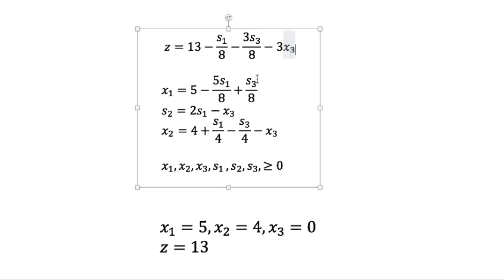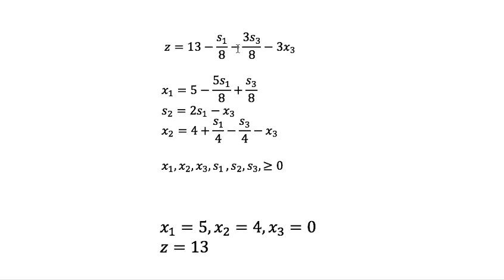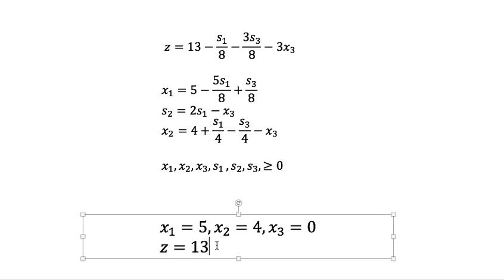What you now do is you set all your non-basic variables, all the variables on the right hand side, equal to 0, and it will give you your answer. So we set all the variables on the right hand side equal to 0. We've got x1 equals 5, x2 equals 4, and x3 equals 0, which we've set equal to 0. And our objective function z equals 13. So this is our optimal solution for our original linear program. And that's how you do it.